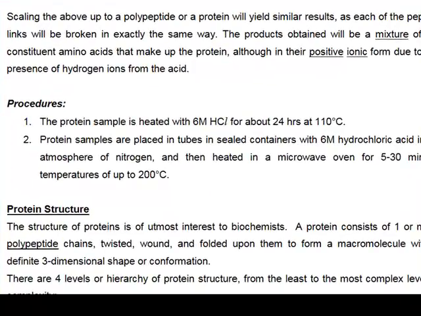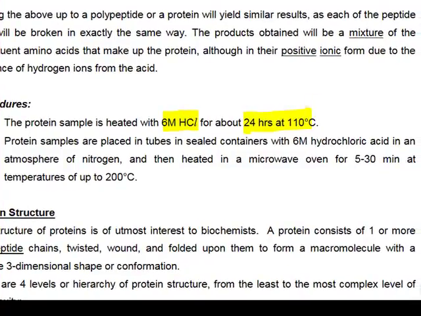Let's now look at the conditions for the hydrolysis of proteins. We can carry out the hydrolysis by using either one of the two ways, which is either using 6 molar per dm cube of HCl for about 24 hours at 110 degrees Celsius, or by placing them in 6 molar per dm cube of hydrochloric acid in an atmosphere of nitrogen and in an oven for about 5 to 30 minutes at a temperature up to 200 degrees Celsius.